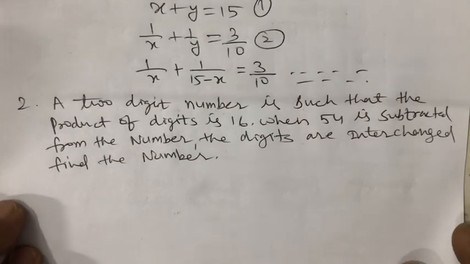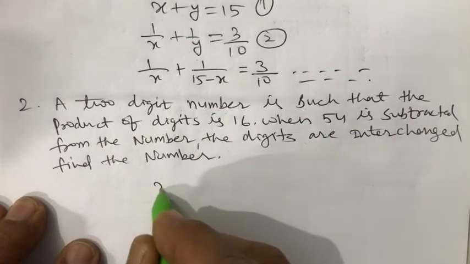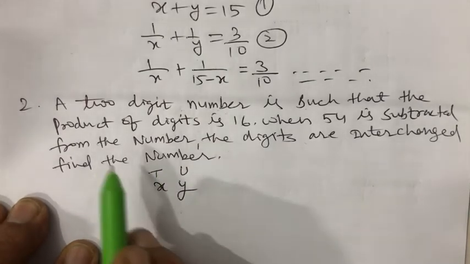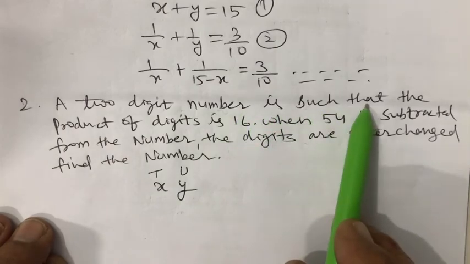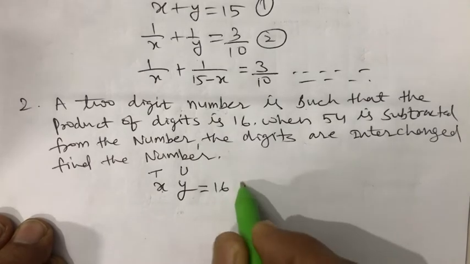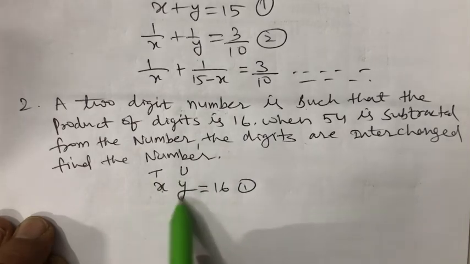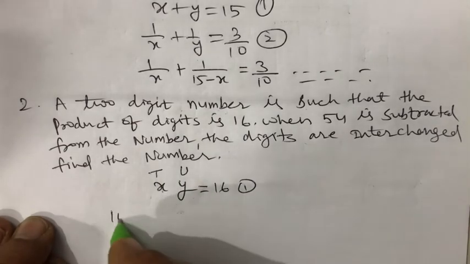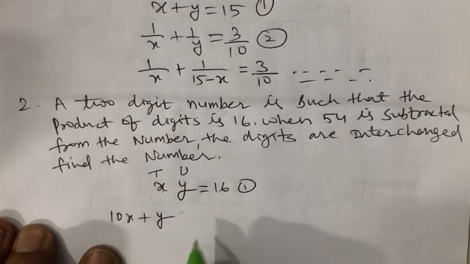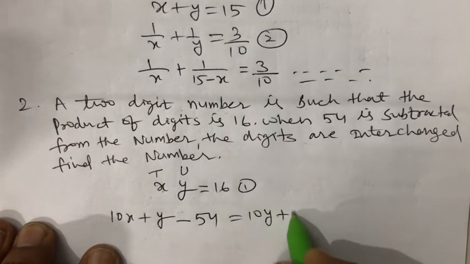Last question for this lecture. A two-digit number is such that the product of the digits is 16. Let the digits be unit digit and tens digit. What does the question say? A two-digit number is such that the product of the digits is 16, means x into y is 16 first. If x and y are digits like this, tens place multiplied by 10, unit place multiplied by unit, this is the number. So when 54 is subtracted from the number, the digits interchange their places.